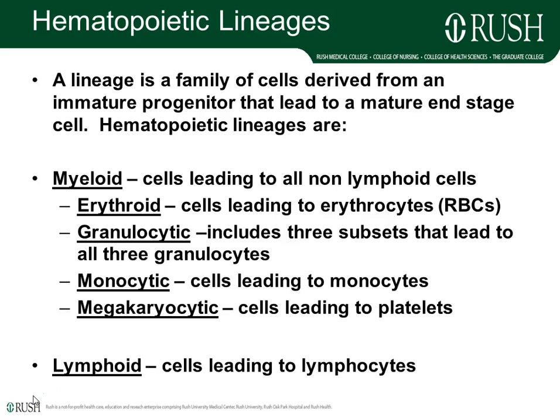So let's talk about some of the hematopoietic lineages. How is a lineage defined? A lineage is a family of cells derived from an immature progenitor that leads to a mature end-stage cell. So the hematopoietic lineages are the myeloid, which are all of the cells essentially except for the lymphoid ones in blood. So that would include the erythroid, the granulocytic, the monocytic, and the megakaryocytic. So all of those are the myeloid cell lines. And then there's the lymphoid cell lines, and those all lead to the various lymphocyte subtypes.